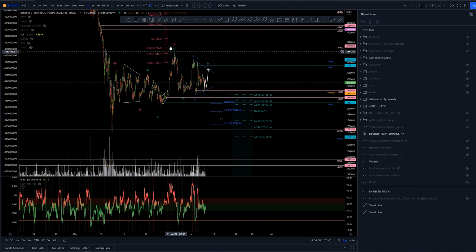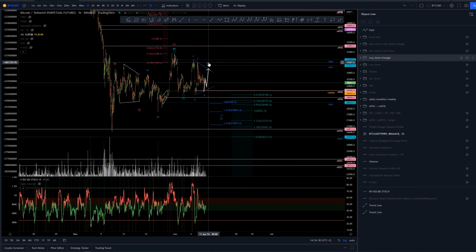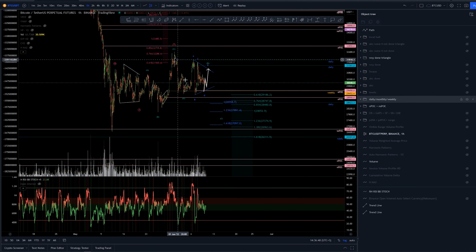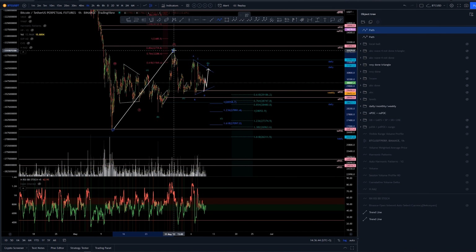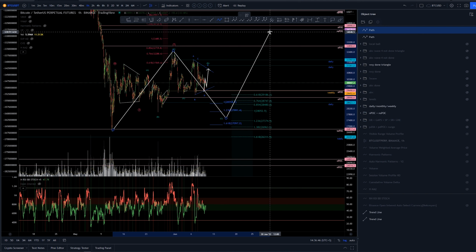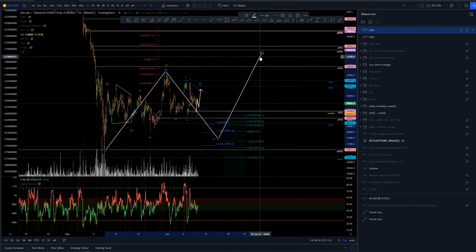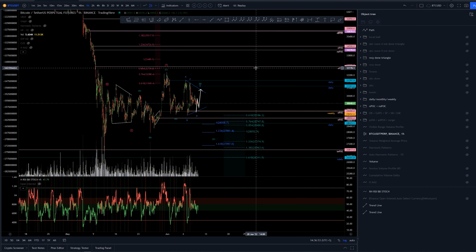But again, we're not quite sure what this is part of, this structure. This also could be another sequence of this WXY on the same micro account, saying that we had ABC. So again, we would have WXY here, ABC, and then we would launch higher to create a 3-wave pattern upwards. And we'll see later what this could be part of.